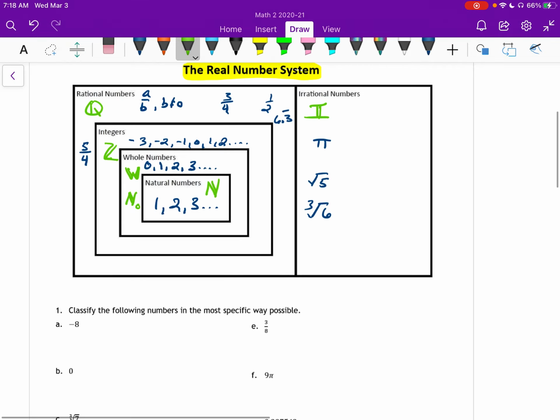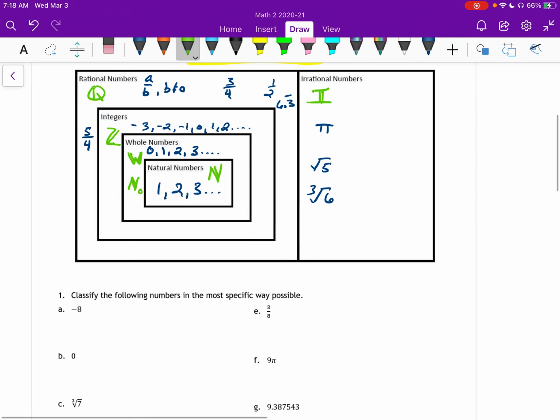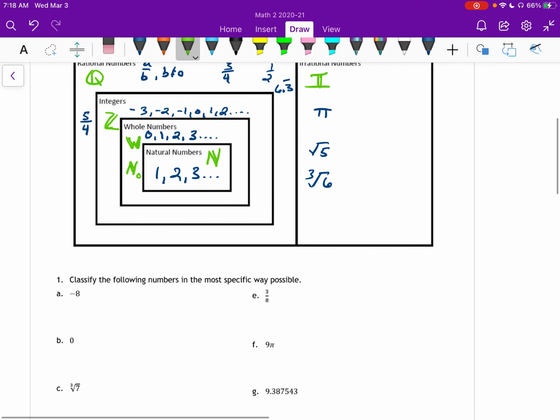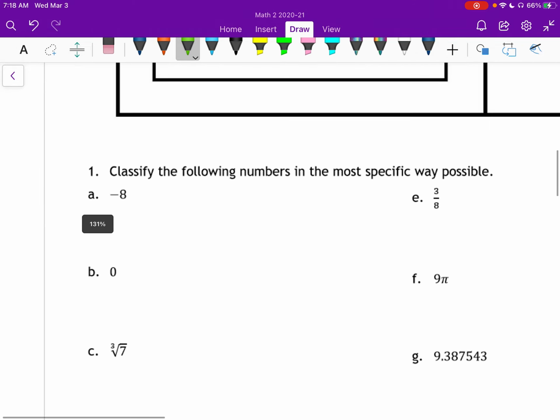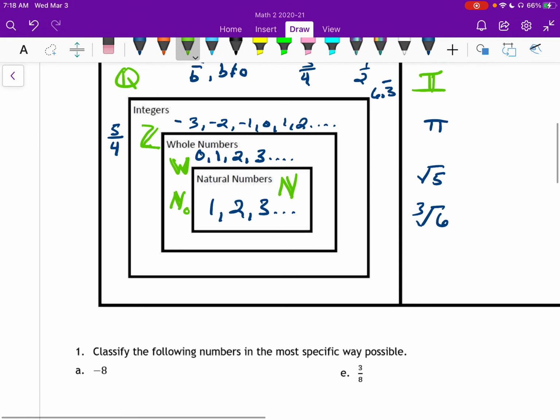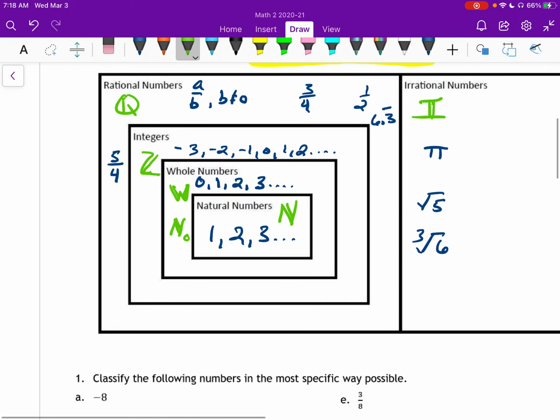So, number one, it says to classify the following numbers in the most specific way possible. So we're not going to list it multiple times. We're going to just list one word, one group. Okay. So -8, where does it fall in our group? It falls in the integers, right? It does not fall in the whole numbers, so we're going to have to go integers. Integers is the most specific way.